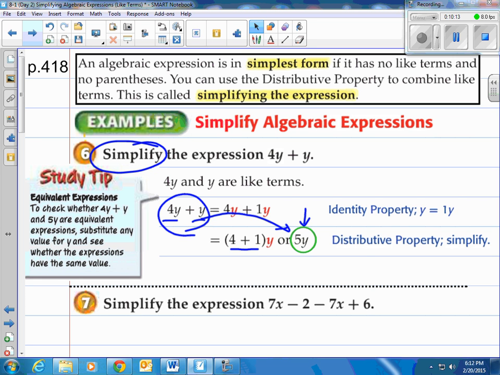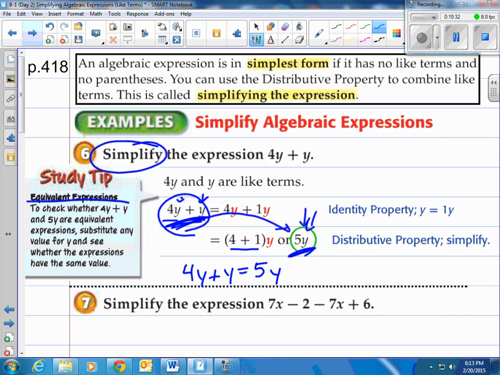And these are equivalent, and that's what this statement says here. They're saying basically this equals this. So you can plug a number in for y here, and plug a number in for y there, and it should be the same value, meaning 4y plus y does equal 5y. You can put whatever number you want in there, and that will be true. Left side will equal the right side.